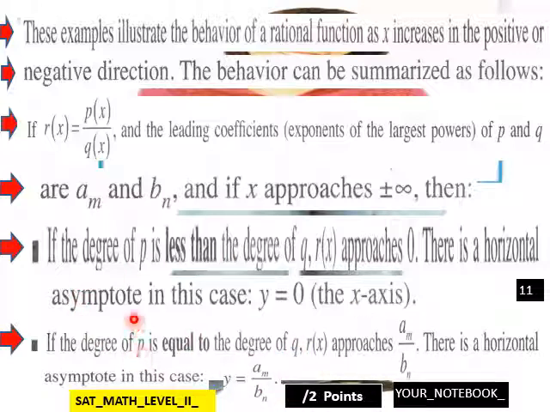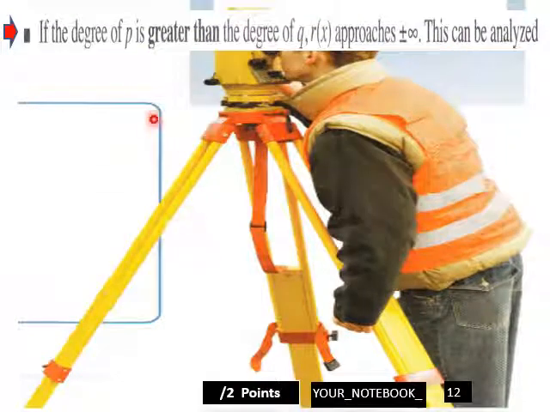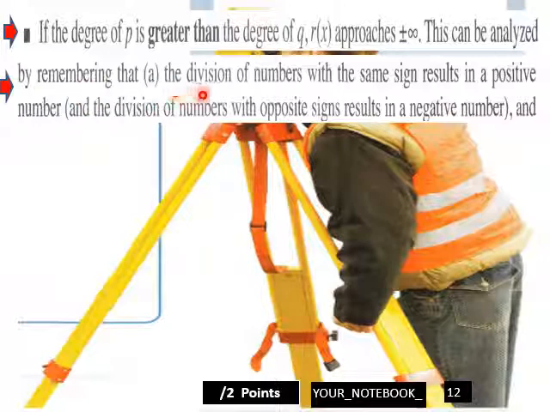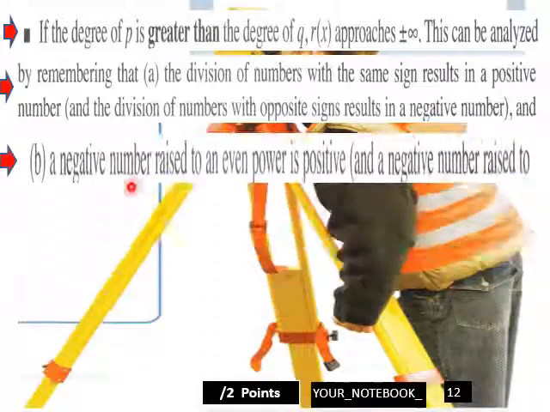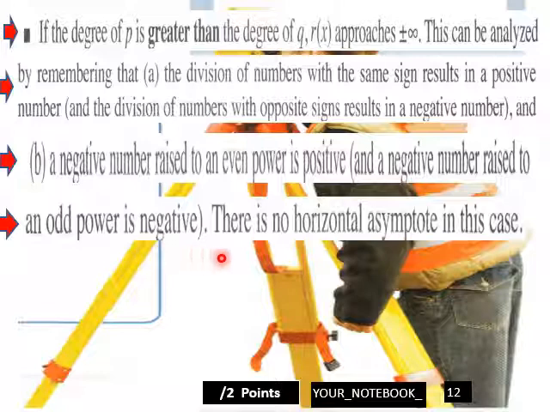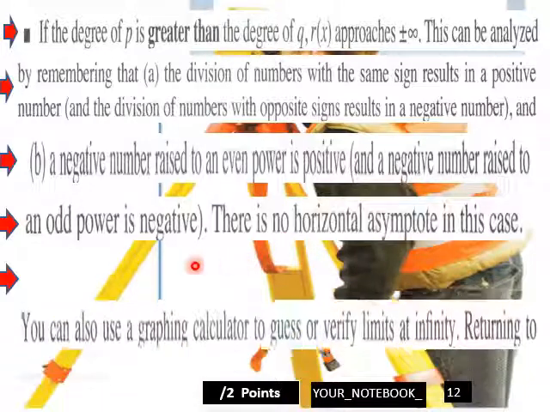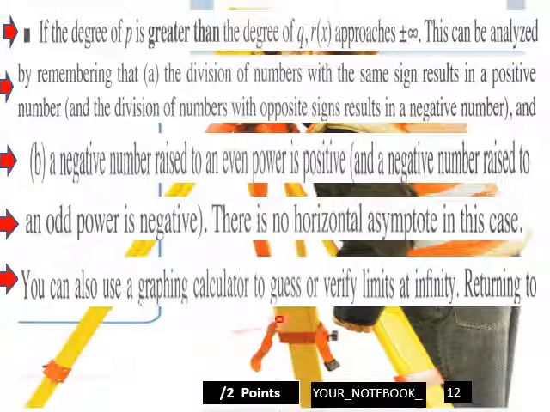So we have two different conditions here depending upon the degrees of p and q. If the degree of p is greater than the degree of q, r of x approaches plus or minus infinity. This can be analyzed by remembering that a, the division of numbers with the same sign results in a positive number, and the division of numbers with opposite signs results in a negative number, and b, a negative number raised to an even power is positive, and a negative number raised to an odd power is negative. There is no horizontal asymptote in this case. You can also use a graphing calculator to guess or verify limits at infinity.